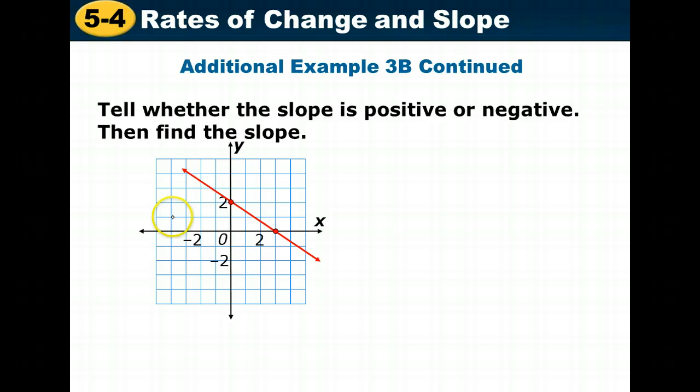Okay, so let's see if this one is positive. Okay, so again here, this one will be negative. Looking at the points, we go up 1, 2, positive, we're going up, and then we go to the left 1, 2, 3, -3. So this will be a negative slope.